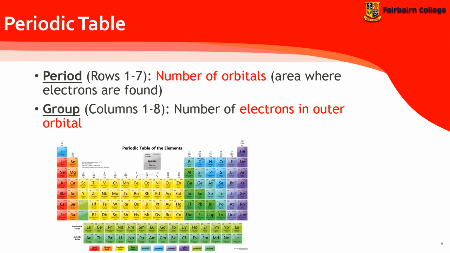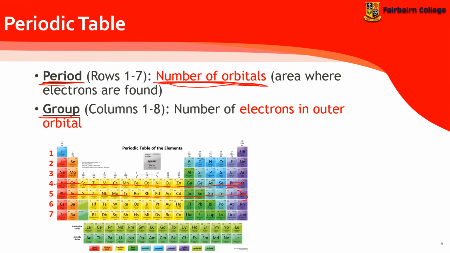The first thing you need to understand is the rows and the columns, or as we like to call them, the periods and the groups. The periods are the rows going from left to right on the periodic table. And there are 7 periods numbered over here, and they are very important because they tell you the number of orbitals an atom has. Now, this information is not that important in grade 9, but it does come up a bit, so you need to understand that the number of periods is equal to the number of orbitals.